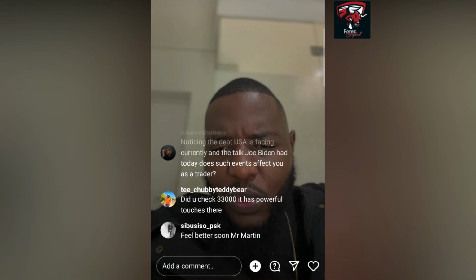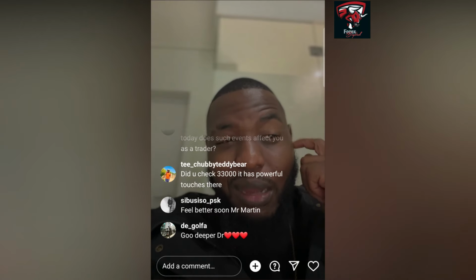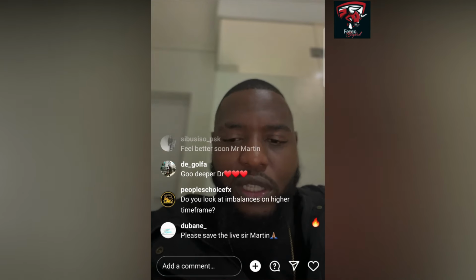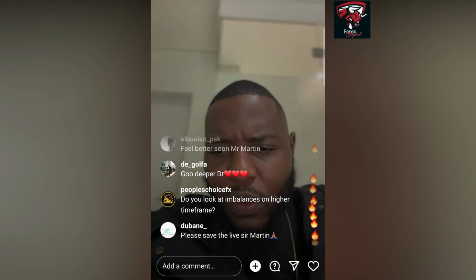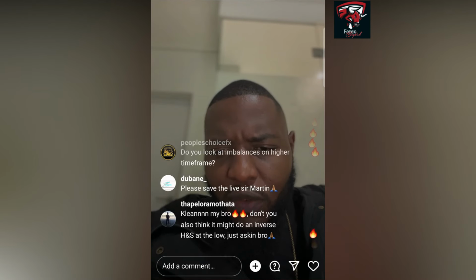Would you take those 2 rejections as a double top? I personally don't trade double tops and double bottoms. I trade market structure. I don't use double tops, double bottoms, head and shoulders, and whatever. Yeah. Why does SA brokers activate? I don't know, bro. How do you build your confluence?